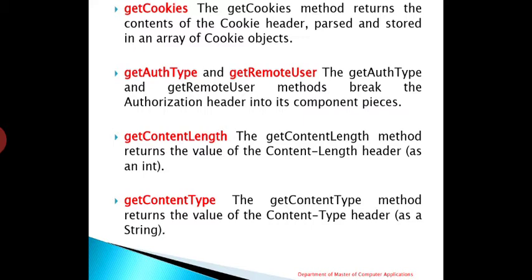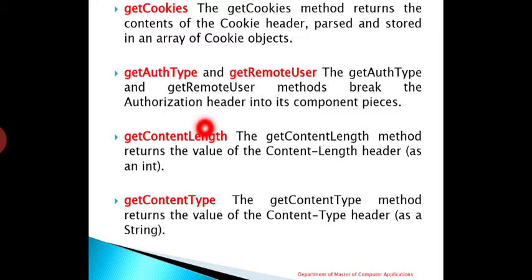The getCookies method returns the content of the cookie header, passed and stored in an array. So whatever is passed and stored will be returned to the user. Next are getAuthType and getRemoteUser. These are the authentication, authorization and remote user methods, which store the information in the form of component pieces.